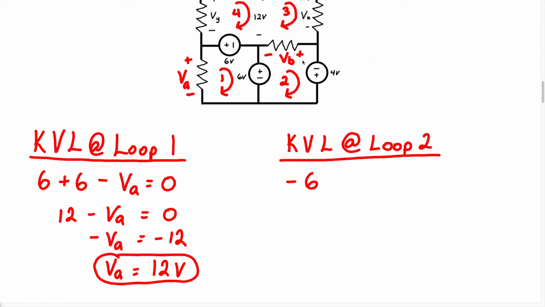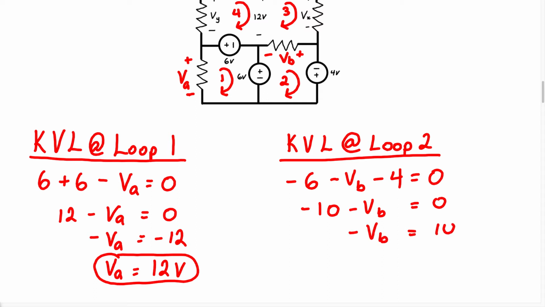Now as we walk around this loop, we're going to enter the negative terminal. So it's going to be minus VB. And then we have minus 4 equals 0. Now in this equation, we only have one unknown variable. So let's solve for this. Negative 6 minus 4 is going to give us negative 10 minus VB equals 0. Minus VB equals positive 10. Therefore, VB equals negative 10.